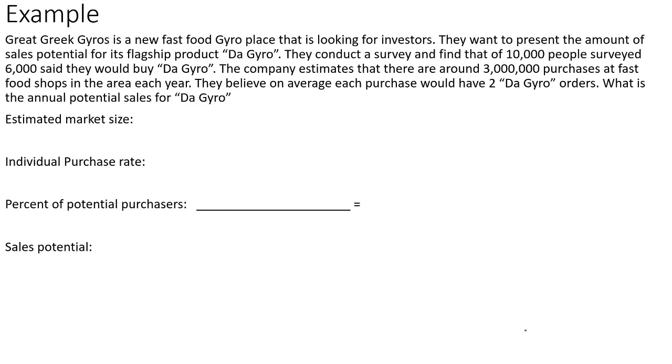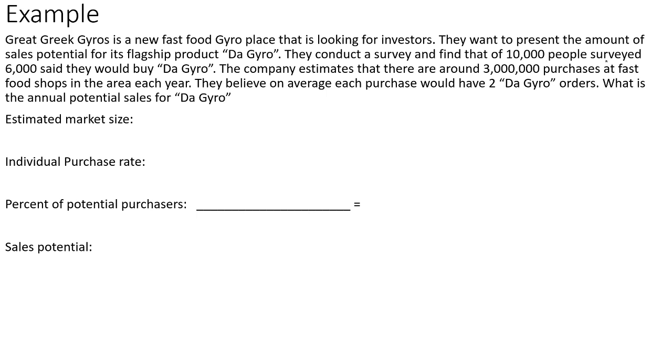Okay. So we have a Great Greek Gyro here. It's a new fast food gyro place, which, if you don't know what a gyro is, it's basically like a Greek hot dog or a Greek taco, I guess you could say. But I'm not going to describe the contents of a gyro. So, Great Greek Gyro here is a new fast food product, and they're looking to get potential investors, right? So they want to, again, show them their sales potential.